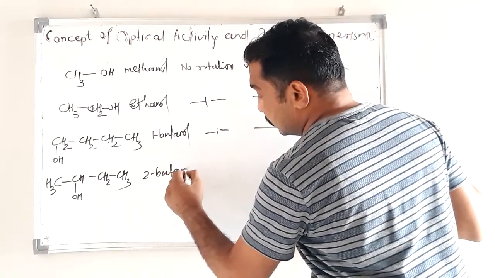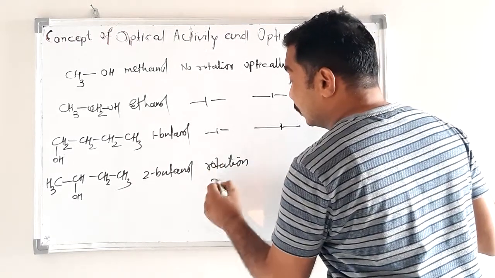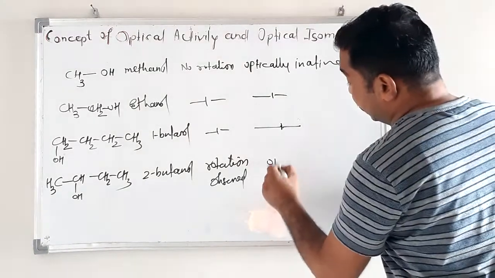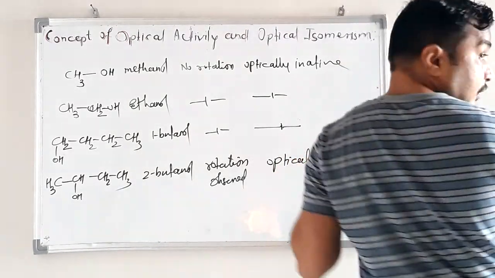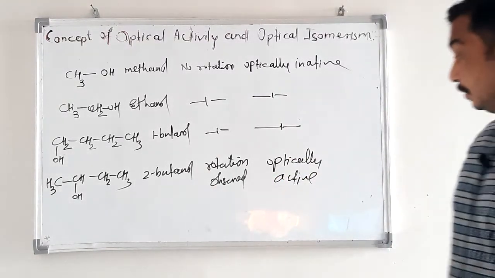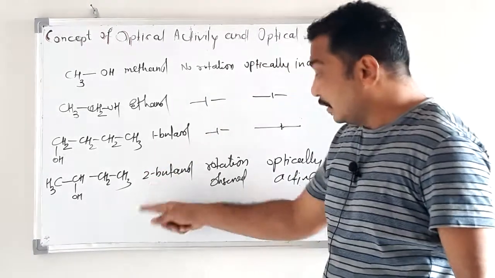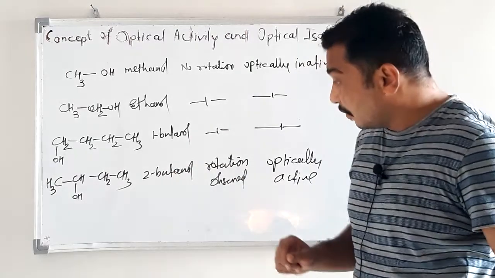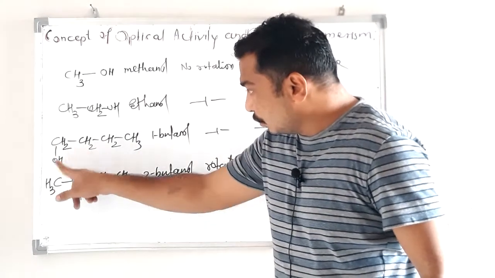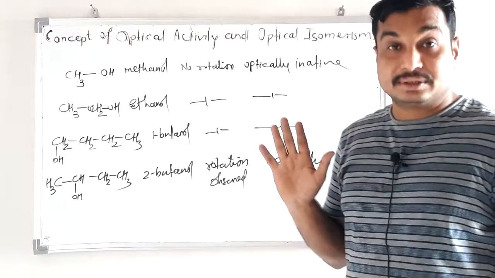2-butanol, see, there is rotation observed. This one is showing rotation, which means optically active. Why is 1-butanol not able to rotate and why does 2-butanol have the ability to rotate the plane polarized light? Here see the difference. Here the OH group is at carbon number 1 and here the OH group is at carbon number 2. That is the only difference.